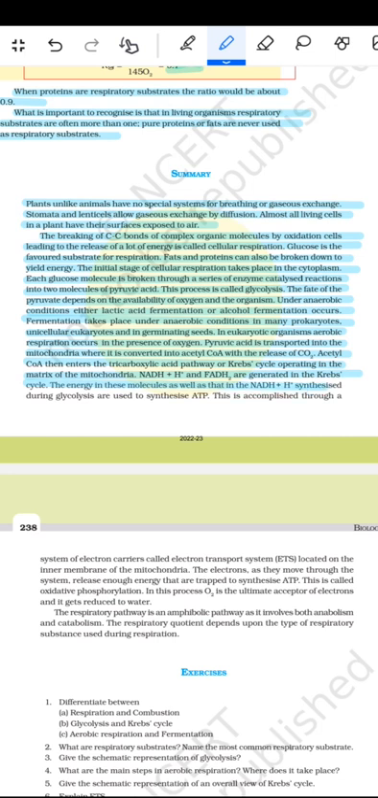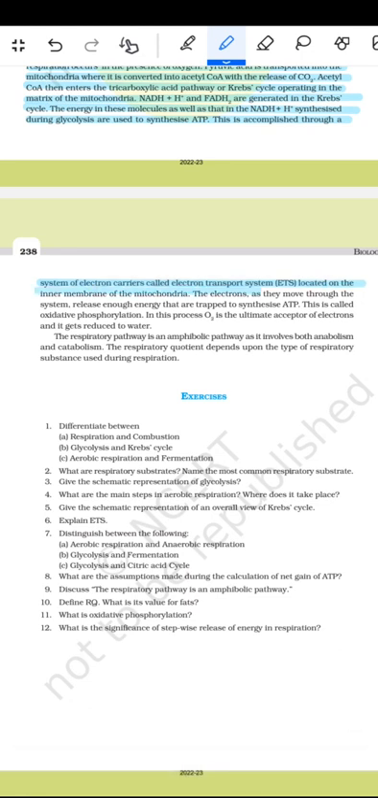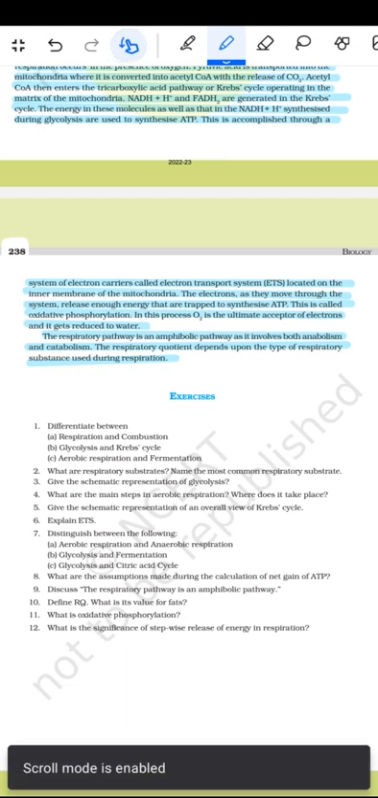The energy in these molecules, like that in the NADH plus H plus synthesized through the glycolysis, is used to synthesize the ATP. This is accomplished through a system of the electron carriers called the electron transport system located on the inner membrane of the mitochondria. The electrons as they move through the system release enough energy that is trapped to synthesize the ATP. This is called as the oxidative phosphorylation. In this process, O2 is the ultimate acceptor of the electrons. The respiratory pathway is an amphibolic pathway as it involves both the anabolism and the catabolism. The respiratory quotient depends upon the type of the respiratory substrate used during the respiration.